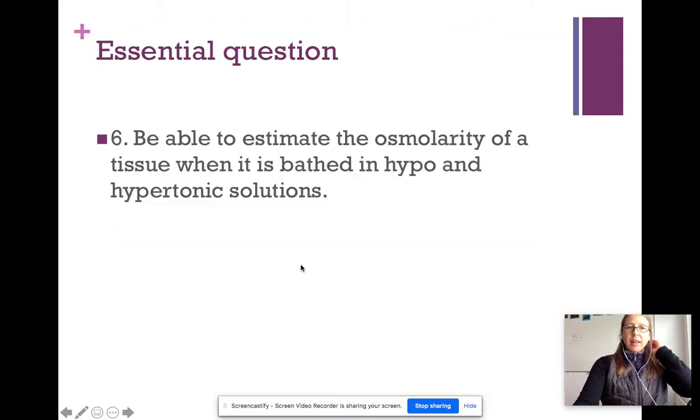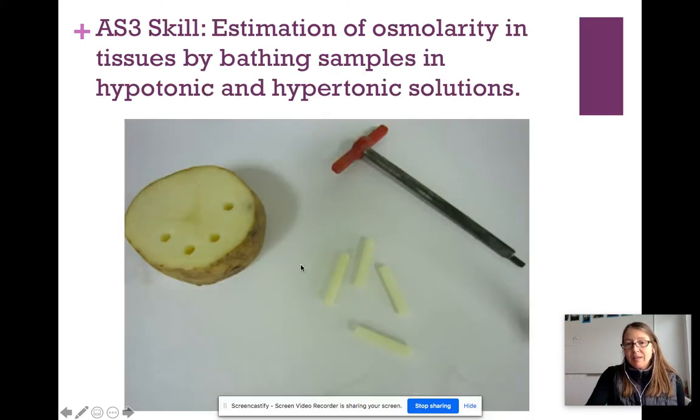All right, in this screencast, we are going to be looking at how you can estimate the osmolarity of a tissue, whether it's plant or animal or whatever it is, when you bathe it in a whole bunch of different hypo and hypertonic solutions. So this is how you can tell what is the concentration of a particular solute within a tissue. The tissue we're going to use in this example is potato.